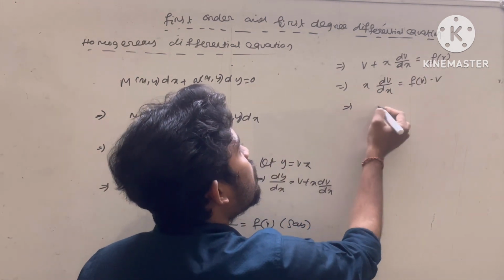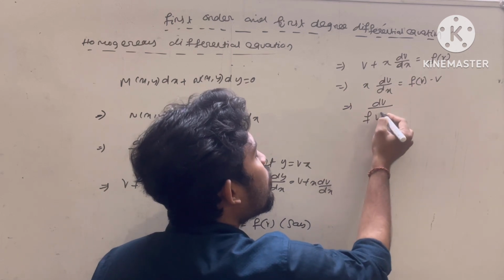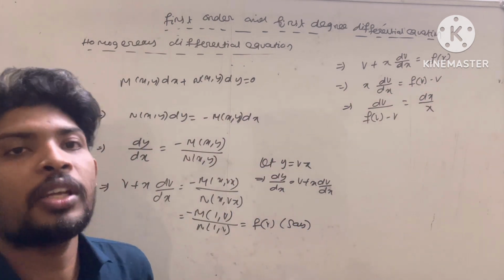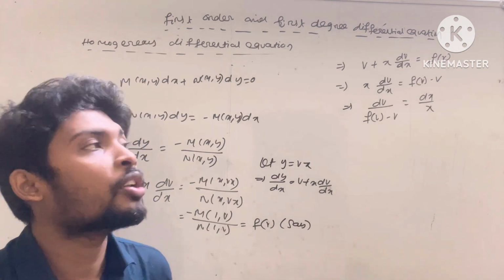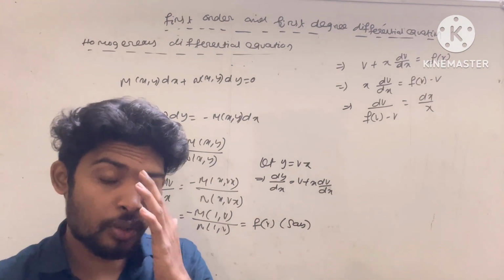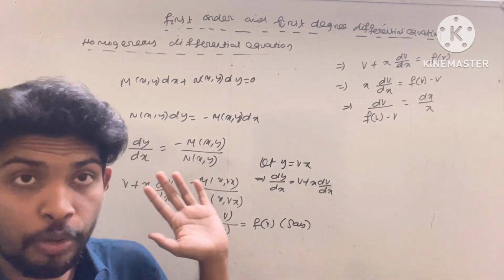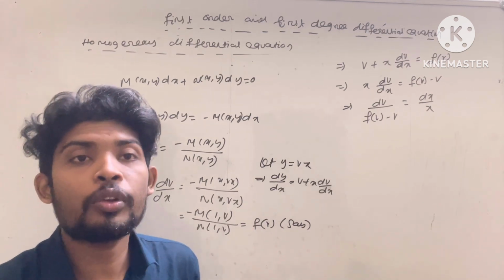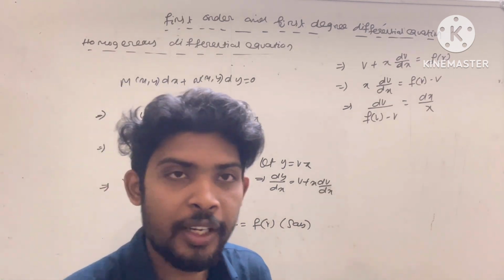Okay, so this is dv by (f(v) minus v), and this is dx by x. So you have to take integrations on both the sides, and you get the general solution. So this is basically the procedure to solve a homogeneous differential equation. Now let's take an example.